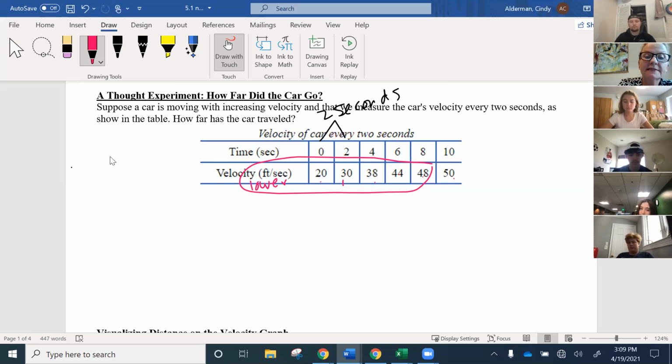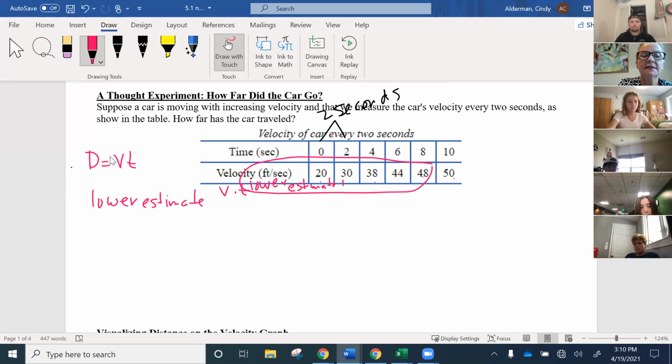All right, so this is the lower estimate. So this is what we're going to do. Since we know that velocity times time is distance, right? What we can do is make an estimate. So the lower estimate starts with the front numbers, right? So you would say velocity times time. The velocity at the first interval there is 20, and we're talking about 2 seconds. Okay, so we keep doing this.